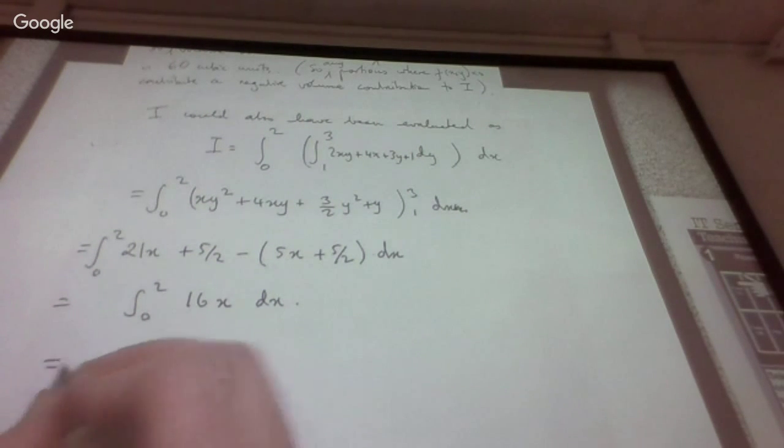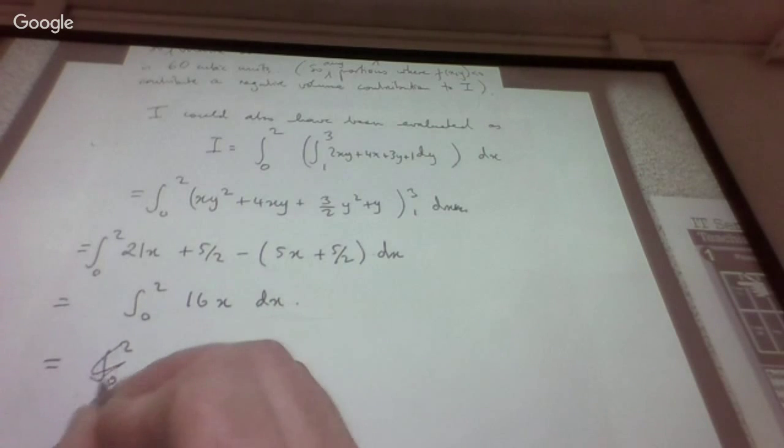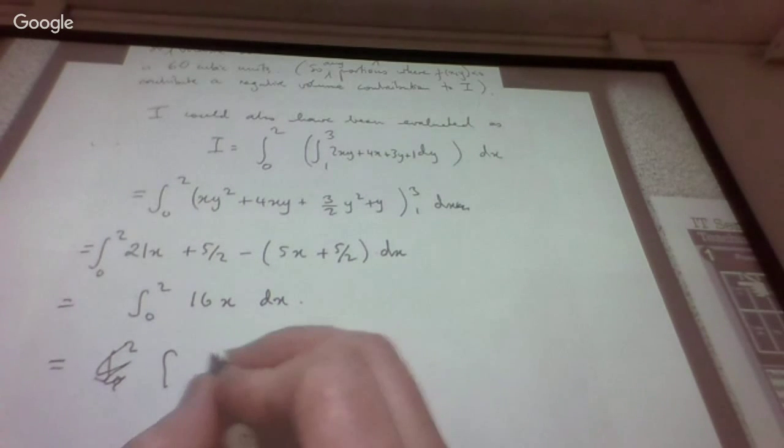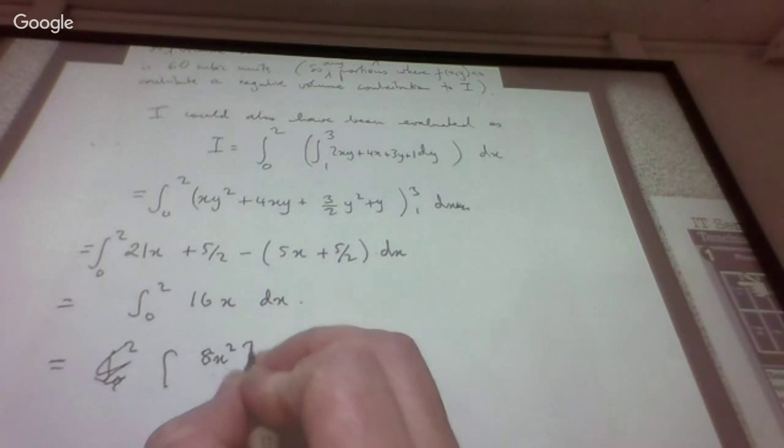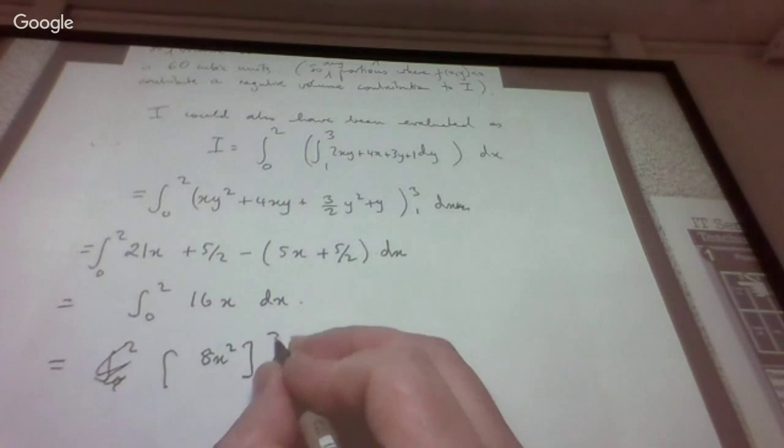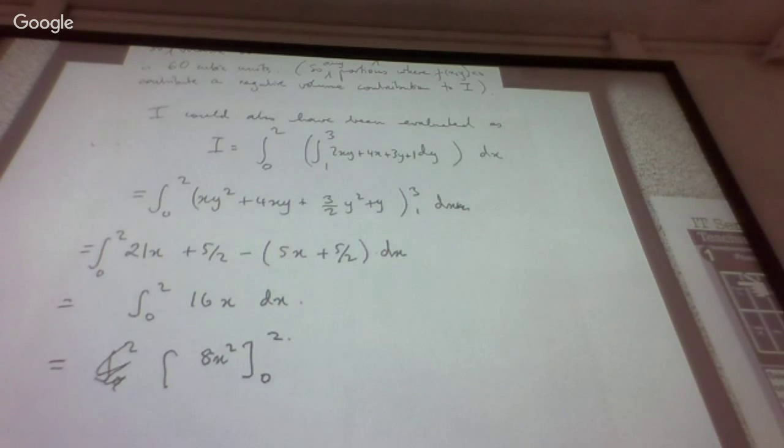If I haven't made a mistake, the integral of 16x will be 8x squared, evaluated at 0 and 2. Oh, I must have made a mistake somewhere. That doesn't evaluate to 60, that evaluates to 8 times 4, which is 32. So where did that go wrong?